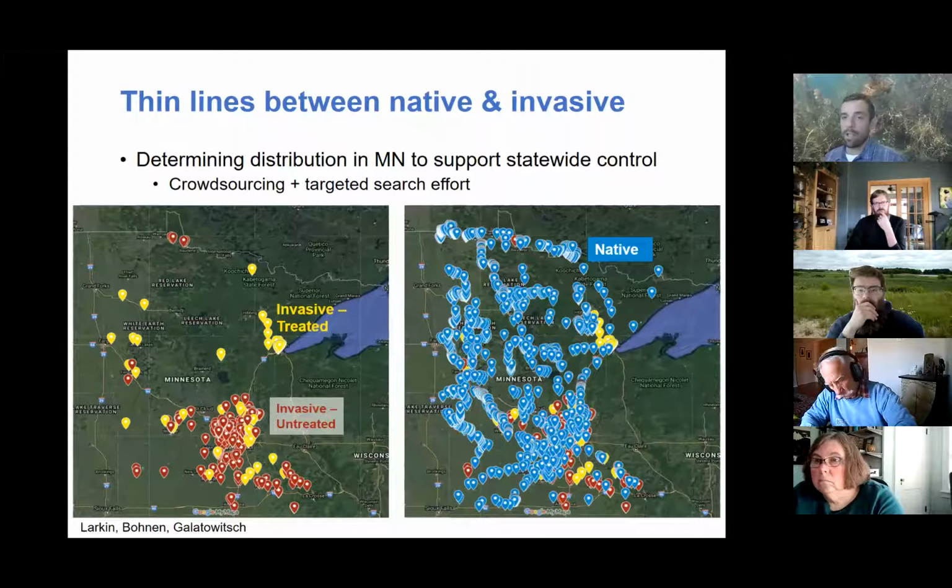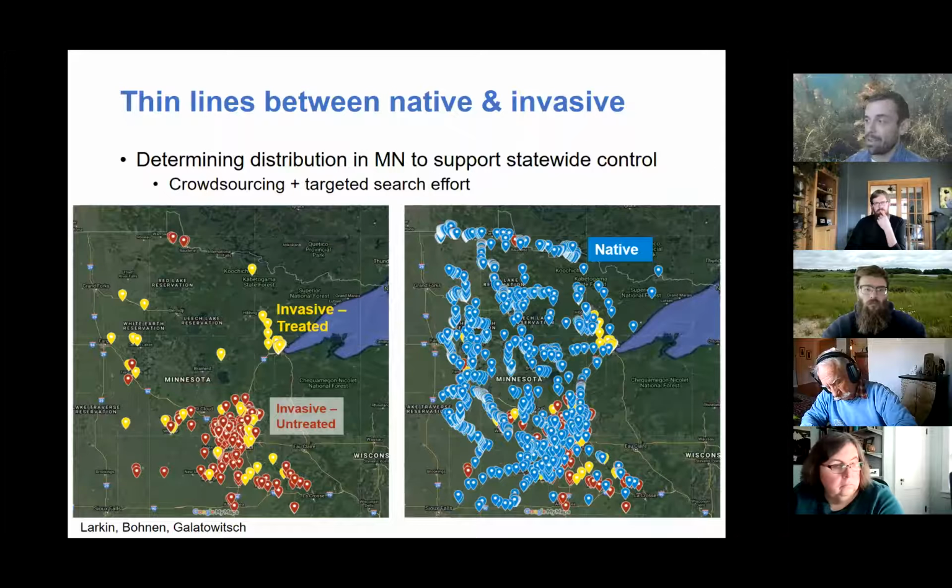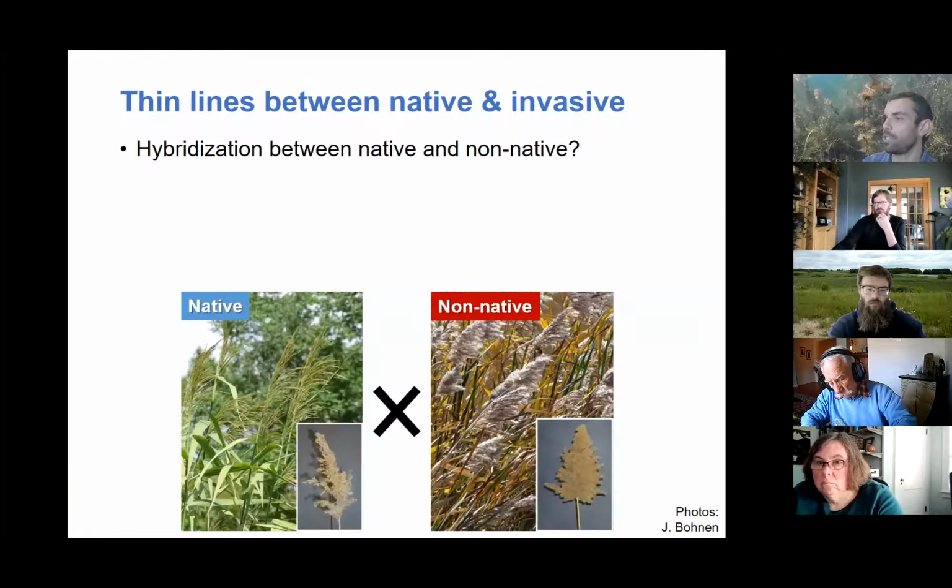But Minnesota is also a state that's really rich in native Phragmites. It's an important native wetland plant that's widespread throughout the state. So you can see there's a lot of co-occurrence of these genotypes. And that leads to the question of, is there hybridization between native and non-native Phragmites?